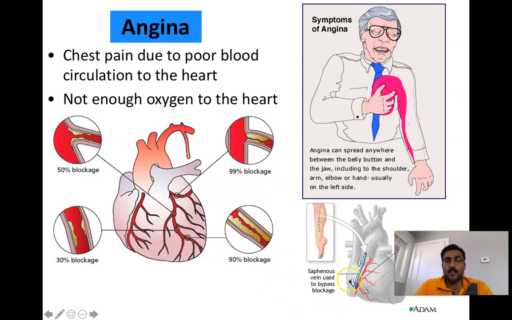Any blockages in the heart can be solved through surgeries, some of which include taking a larger vein from the leg and actually inserting it into the heart to bypass a blockage that's in the coronary circulation.